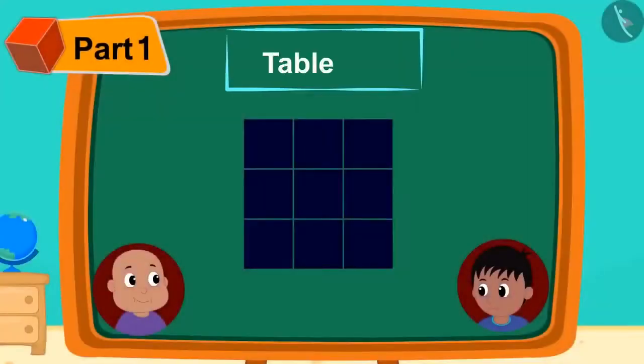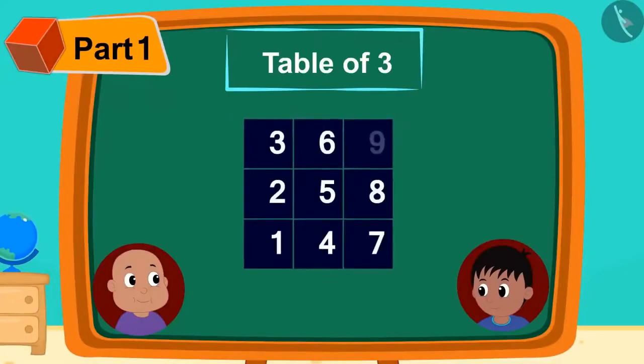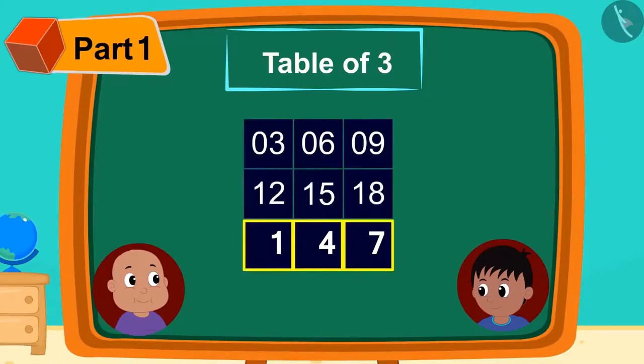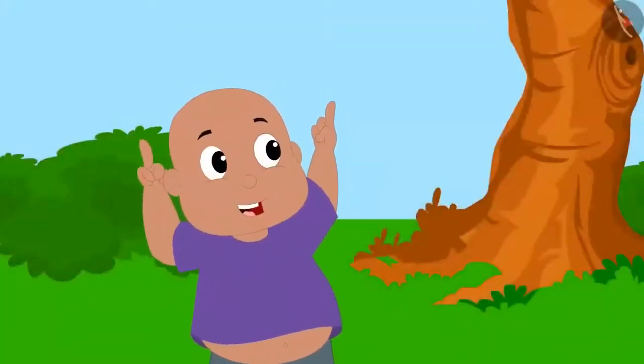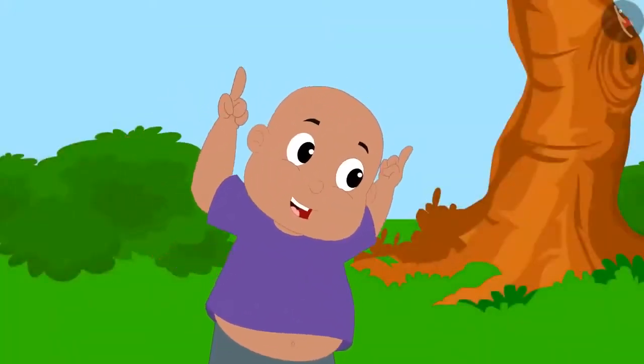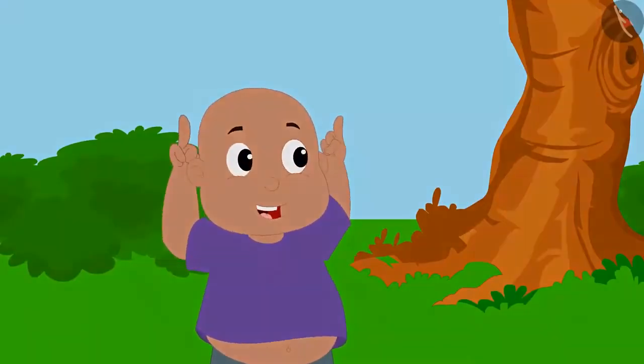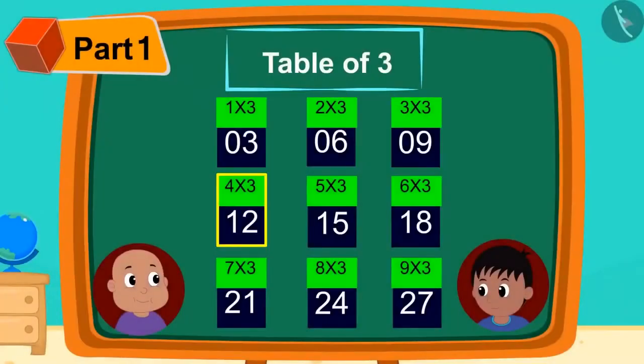He wrote the numbers from 1 to 9 in this pattern in the framework. Raju wrote 0 in front of the digits in the first line, 1 written next to the second line digit, and 2 written next to the digits of the third line. Bablu started dancing happily. Do you know why? Because he could see the table of 3 here.